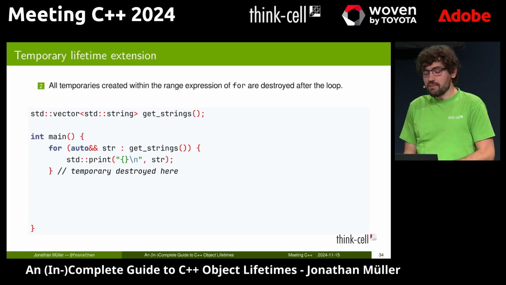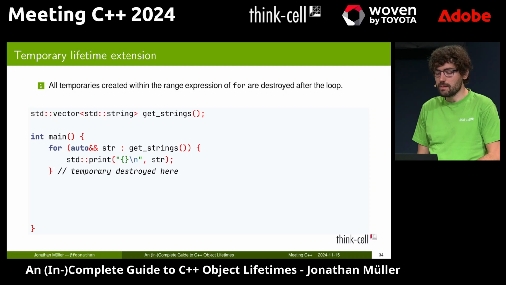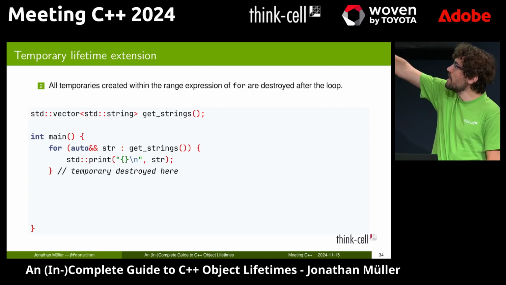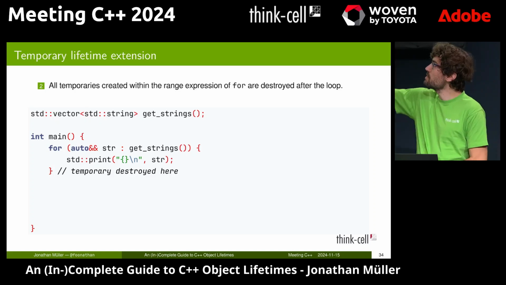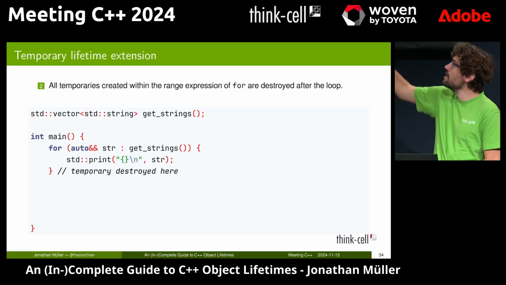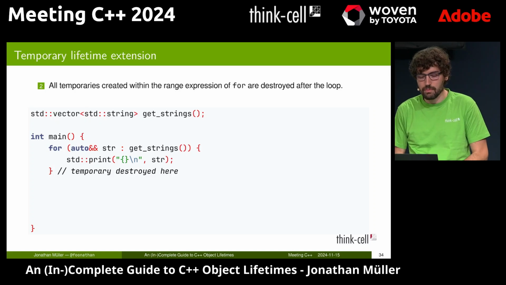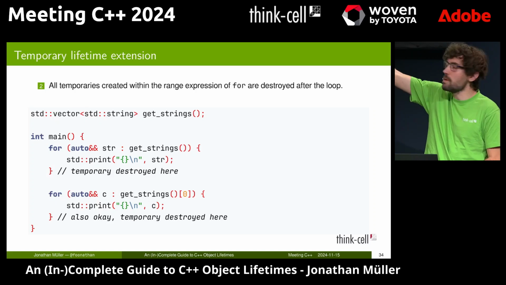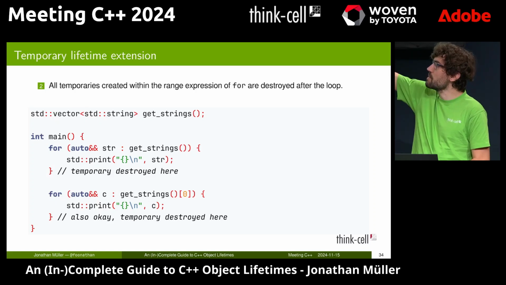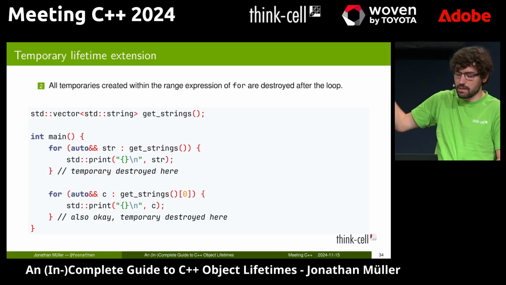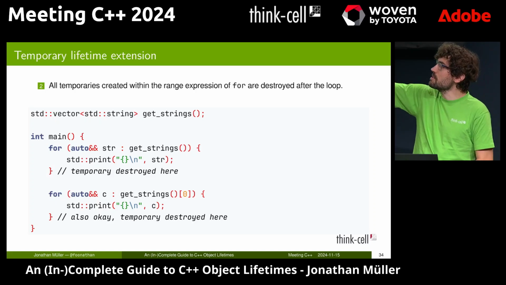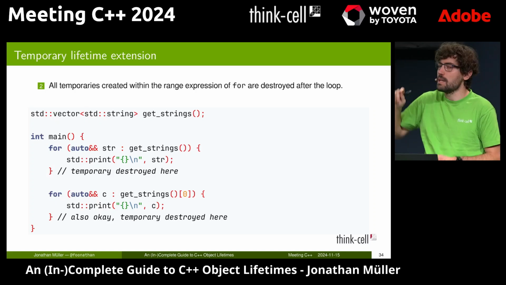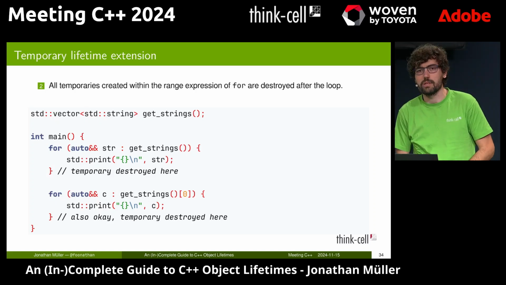There's a second case of temporary lifetime extension, which is much nicer. All temporaries created within a range-based for loop are destroyed after the loop. So here, we're iterating over the result of getStrings. This is perfectly fine. It's a temporary created in the range-based for loop, and it's destroyed at the end of the range-based for loop. And also, even when we're iterating over the first one, we create a temporary when we do the member access. This temporary is created within the range-based for loop, so it's destroyed at the semicolon. But note it only applies to temporaries created between the colon and the closing parenthesis, not temporaries within the lifetime in general.